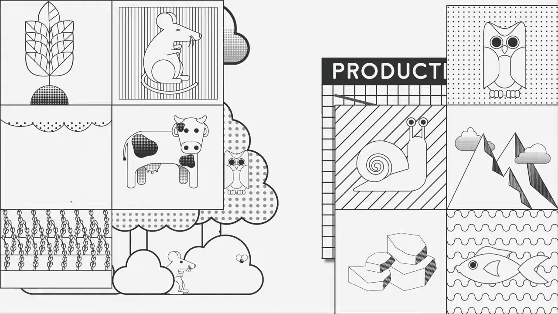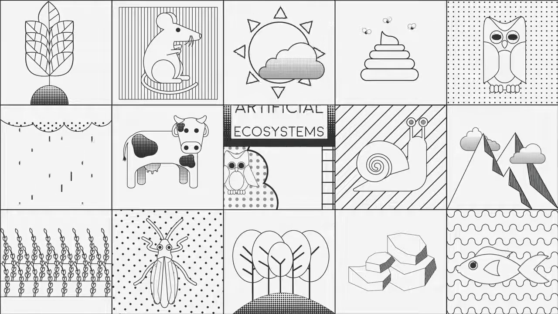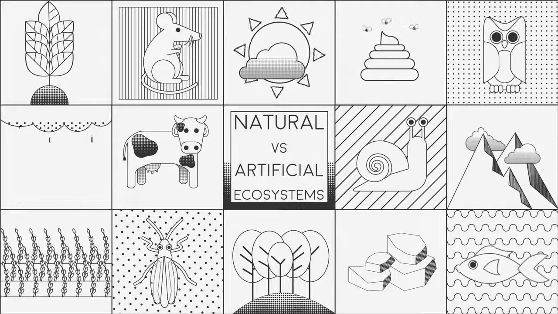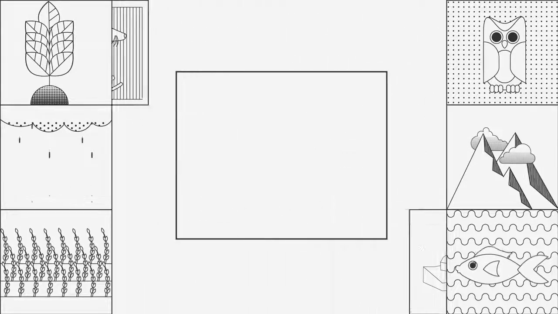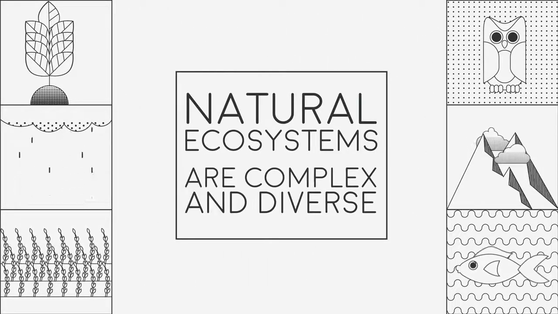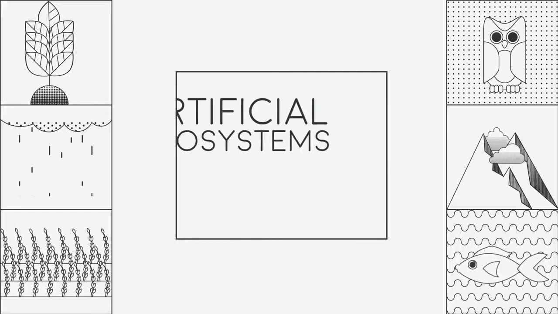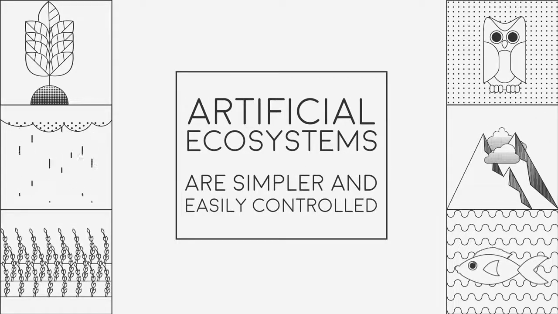So, from this video, you should know some crucial differences between natural and artificial ecosystems. Most importantly, natural ecosystems are much more complex and diverse, whereas artificial ecosystems are much simpler and can be easily controlled for high productivity.